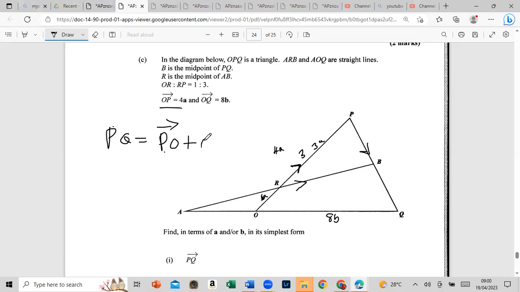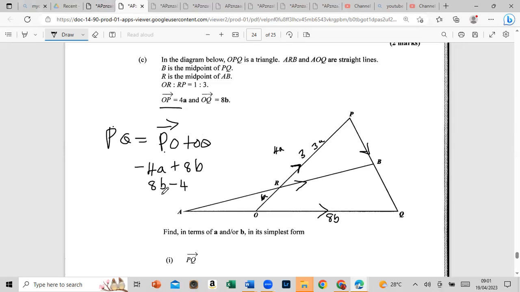Now, remember with vectors, we have to check if we're going with the arrow or against the arrow. So OP, we're going against the arrow now with PO. So it would be negative 4a because they told us the measurement is 4a. And now we're going with the arrow from O to Q because they told us that that's plus 8b. Remember, this is a vector, so let's put the negative inside. It would be 8b minus 4a.